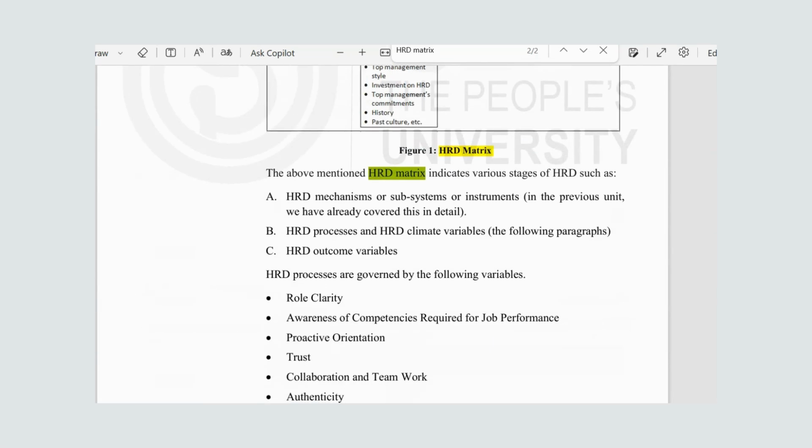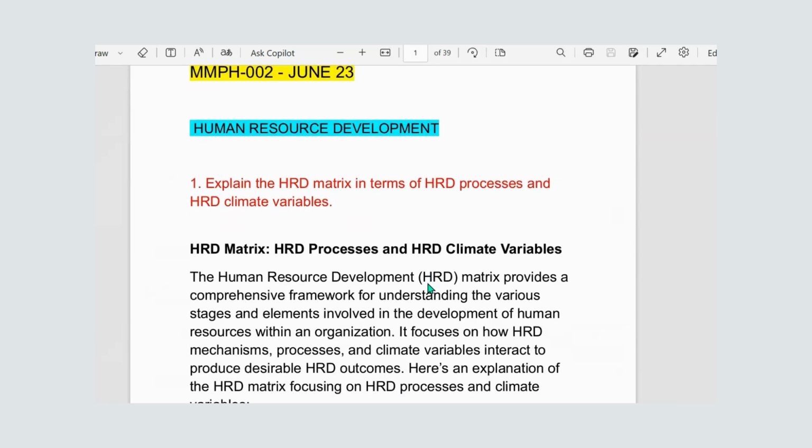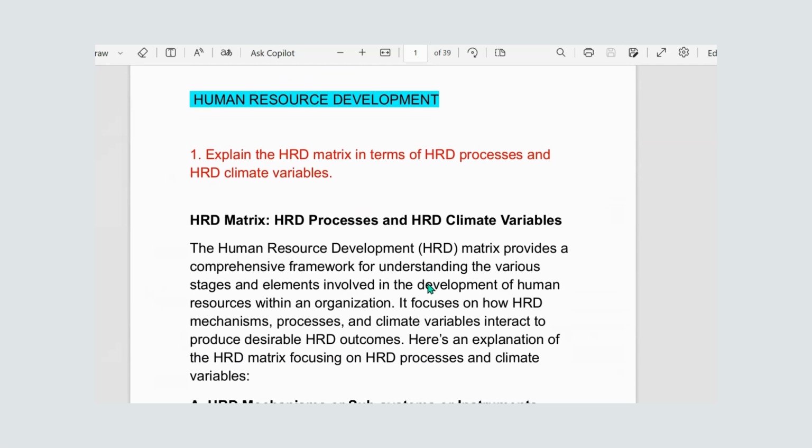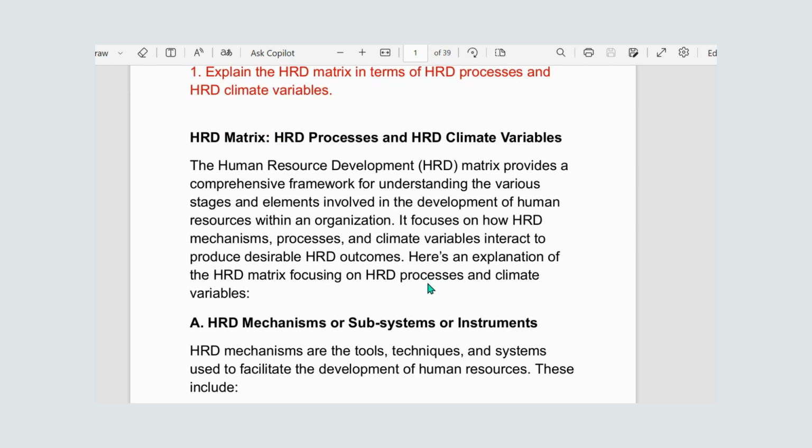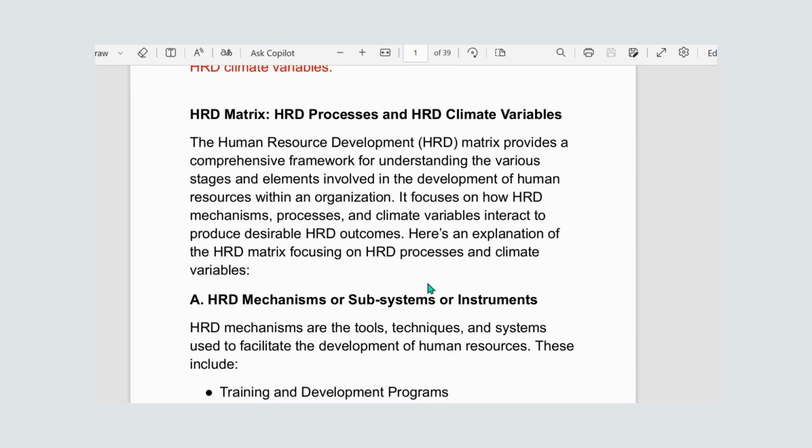So what do you mean by HRD metrics? And what are the HRD processes and HRD climate variables? This matrix provides a framework for understanding the various stages and elements that are involved in the development of human resources within an organization. The explanation below shows how HRD metrics focus on HRD processes and climate variables.